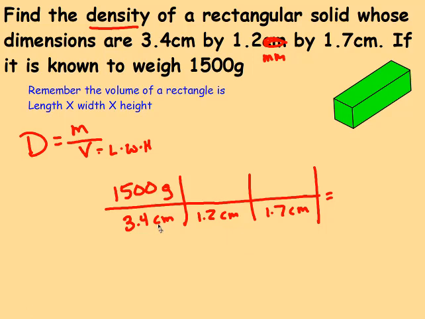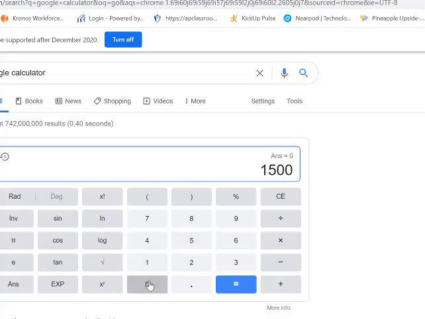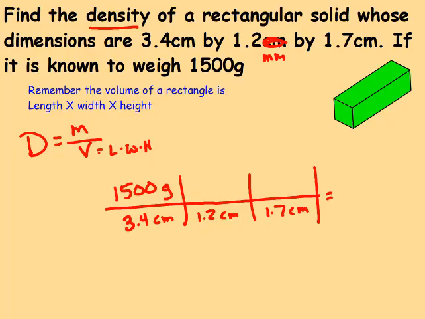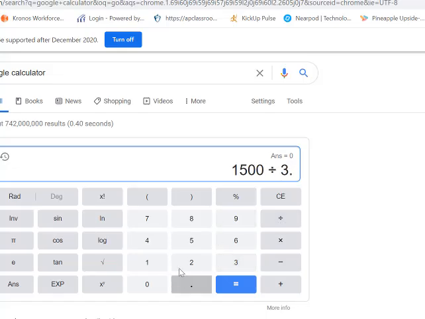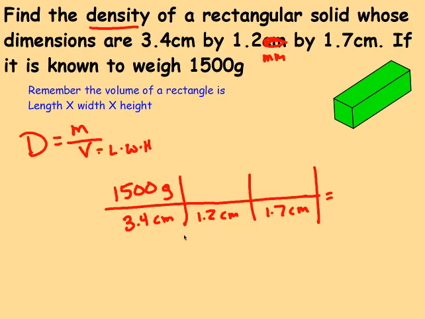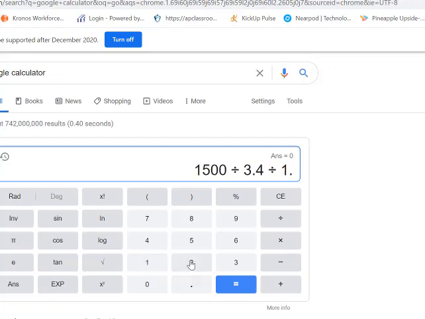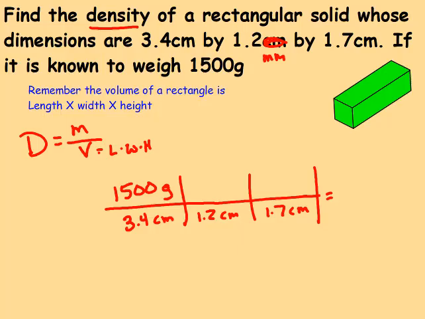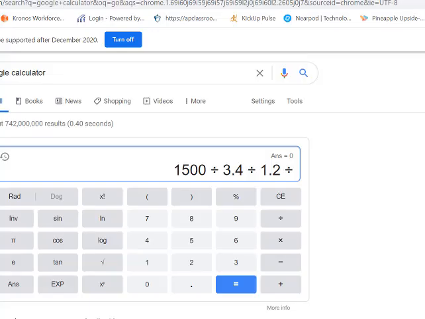So when plugging it into the calculator, when you have more than one thing on the denominator, we're going to hit 1,500. Then divided by 3.4. Then divided by, we're going to keep dividing, 1.2. Divided by 1.7. So I get 216.26.